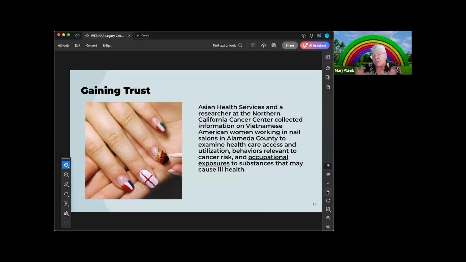These studies took over a decade, starting with very small studies, more like oral history kind of studies, really talking with folks, getting their stories.